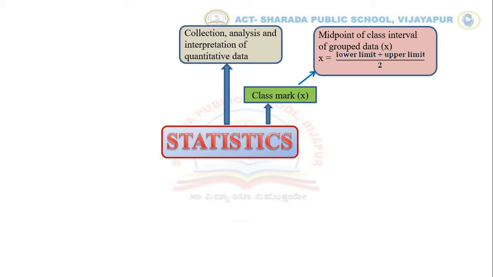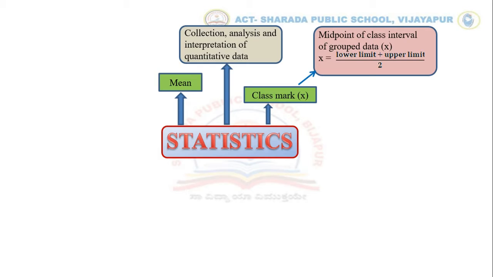So for any class interval, for example, if the class interval is 10 to 20, 10 is called the lower limit, 20 is called the upper limit. In that way, the midpoint of the class interval is called the class mark.